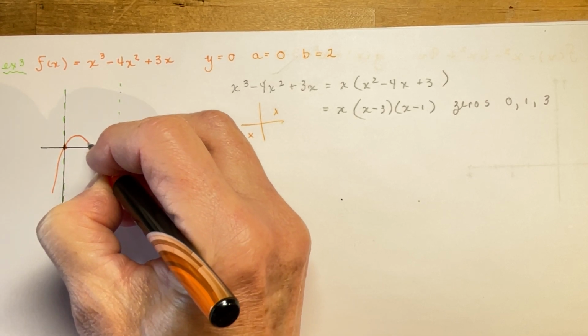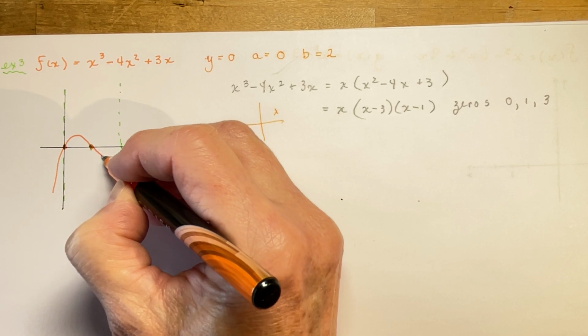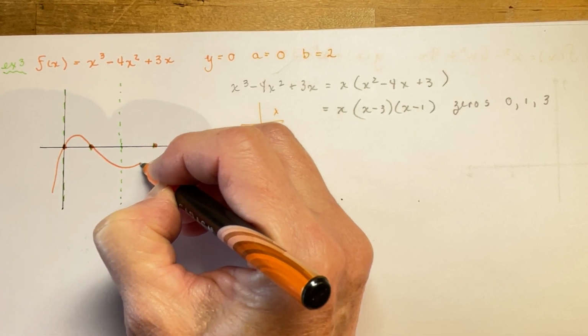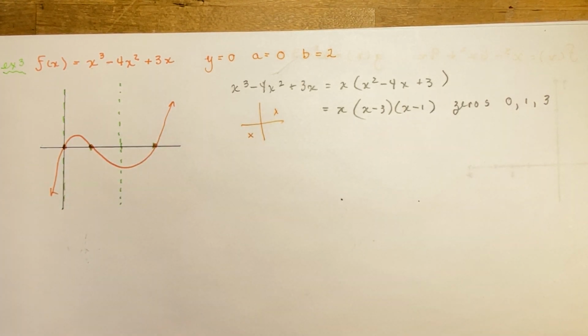I'm going to go up, down. It doesn't matter how high I go up or how high I go down here. And I'm going to go like this, right? There's my cubic function sketch. Now I'm looking for the area bounded by 0 and 2.